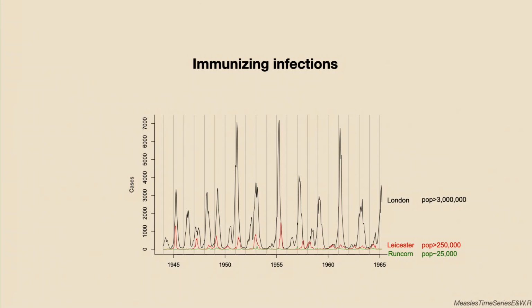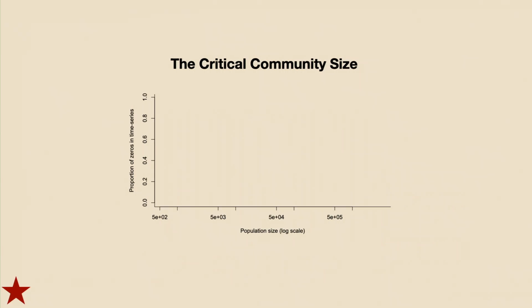And what he did was he took these time series and he plotted the proportion of time that extinction had happened. So the proportion of weeks during which measles reports were 0 in each of these different locations. So population size here on the log scale, this was for hundreds of cities across the UK, and then the proportion of zeros in the time series. So what pattern are we expecting here? What's the relationship you think we'll see?